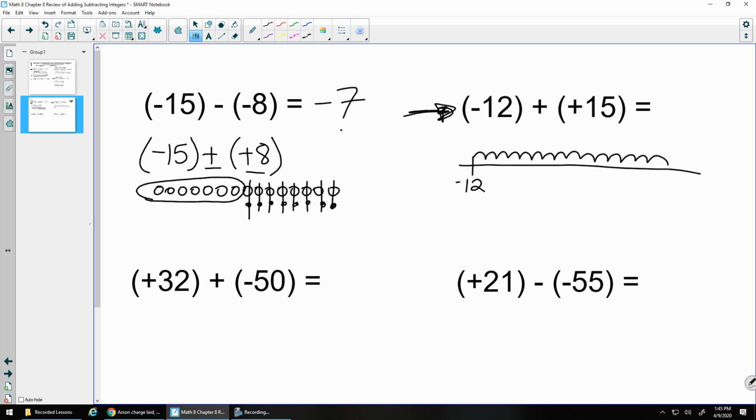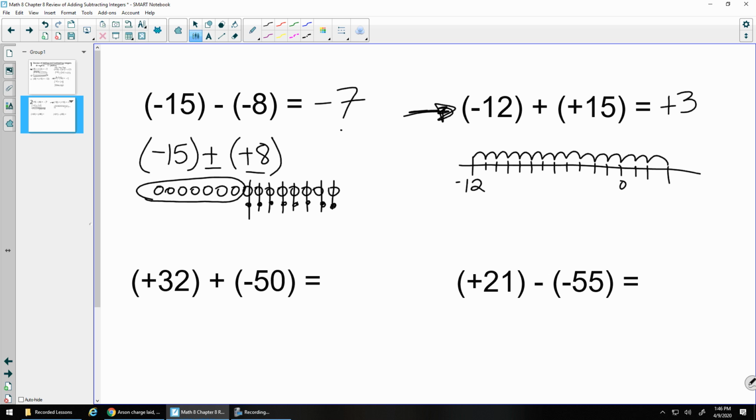So I was at negative 12. Moving up would be negative 11, negative 10, negative 9, negative 8, 7, 6, 5, 4, 3, 2, 1, 0. That's where 0 would be. And then positive 1, positive 2, positive 3. So I moved up to the answer being positive 3.